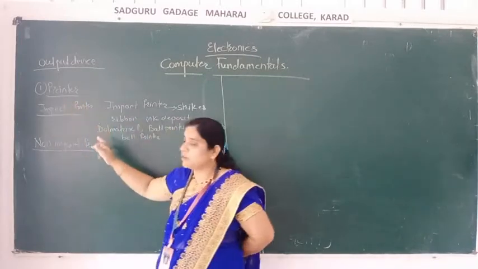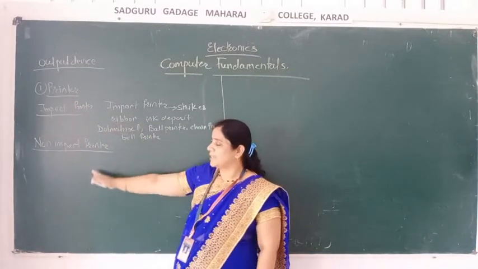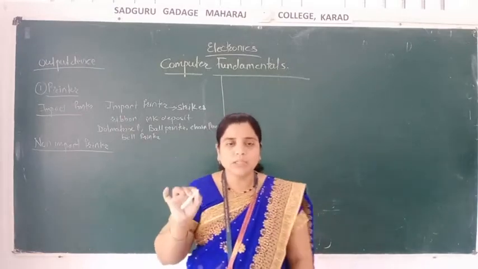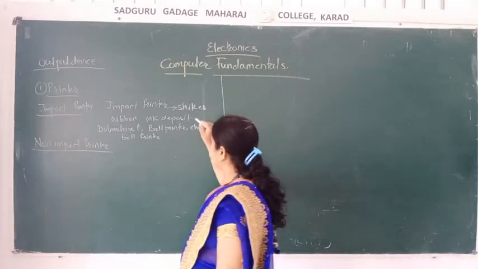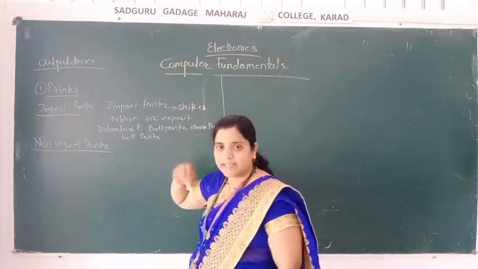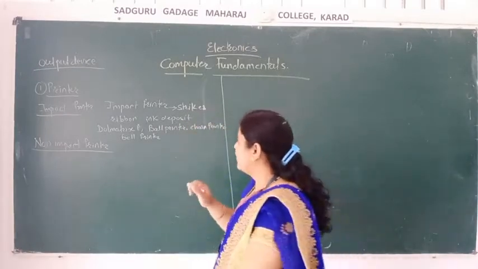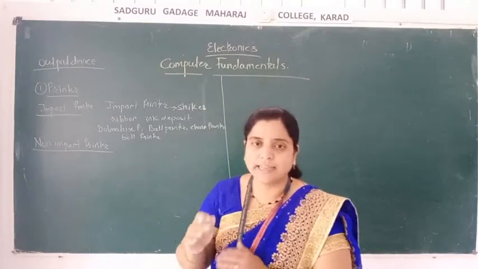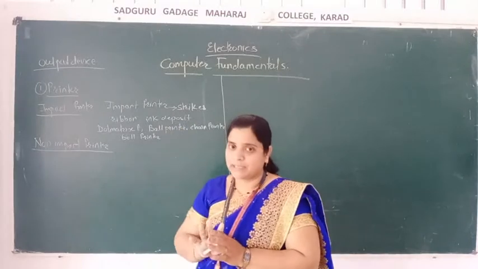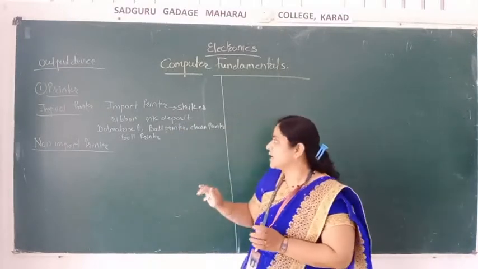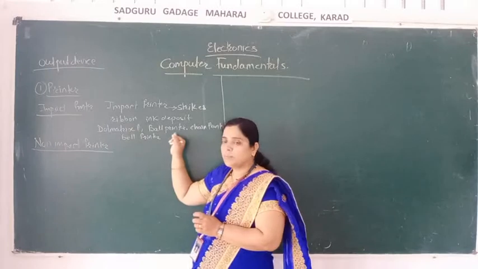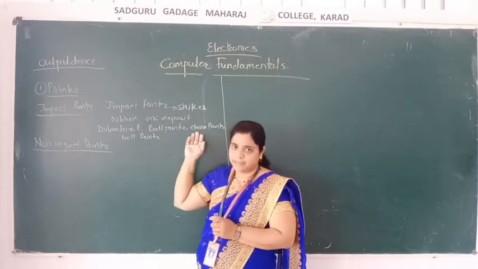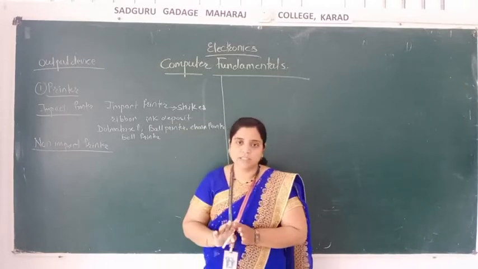The printers are of two types, impact printer and non-impact printer. In the impact printer, what happens? Keep in mind that it strikes the ribbon and ink is deposited on the paper. Examples of those printers are dot matrix printer, ball printer, bell printer and chain printer. All these are impact printers.